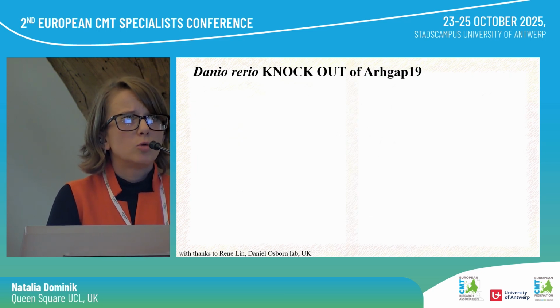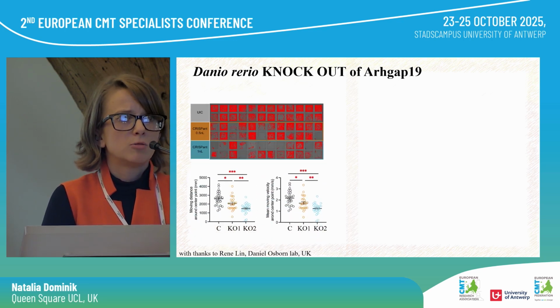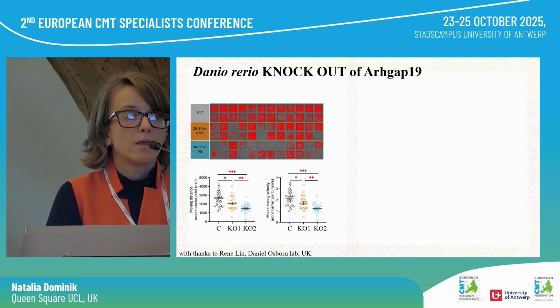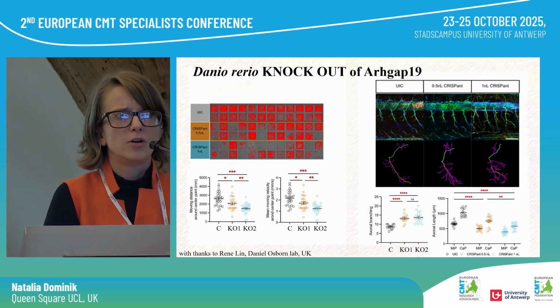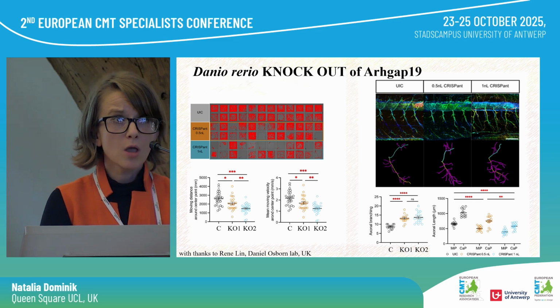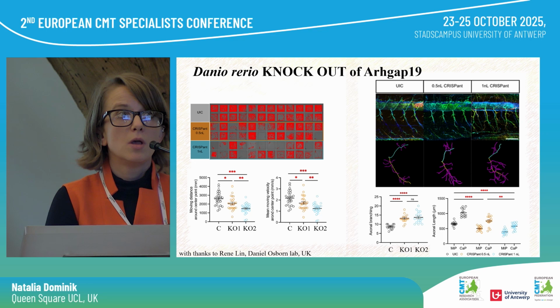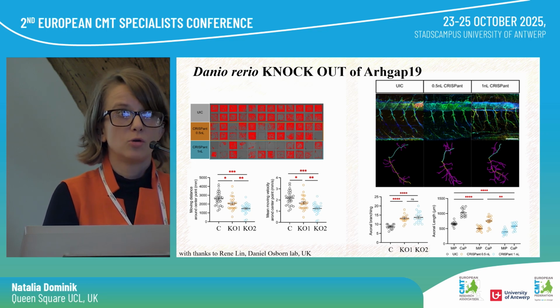We also went to model the knockout of the ARHGAP19 ortholog in the zebrafish, and there we saw a similar phenotype where the zebrafish moved slower, and also there was less movement in them. But what I wanted to draw your attention to here are actually the axons. So looking at the axons of the knockout zebrafish, we saw increased axonal branching and decreased axonal length.